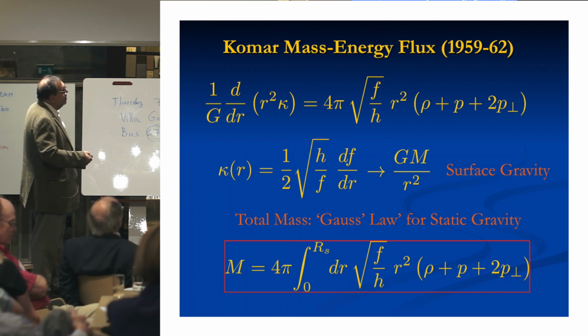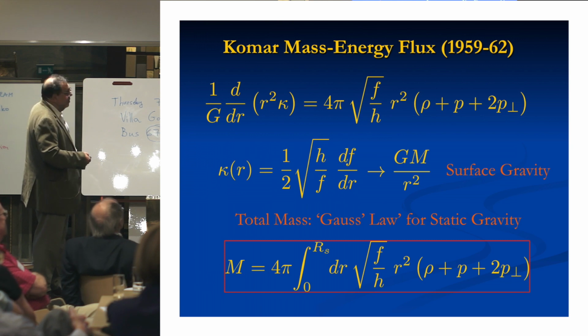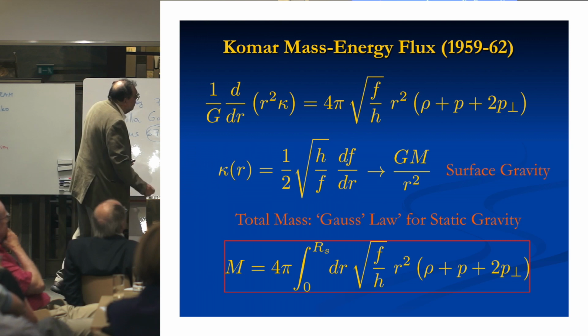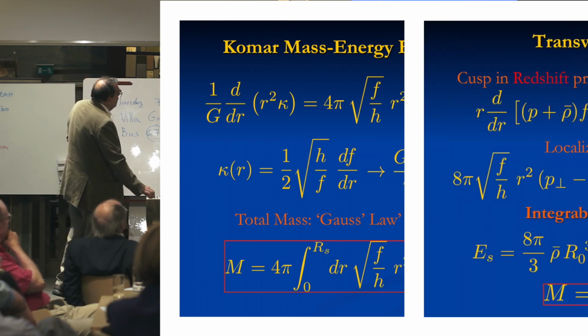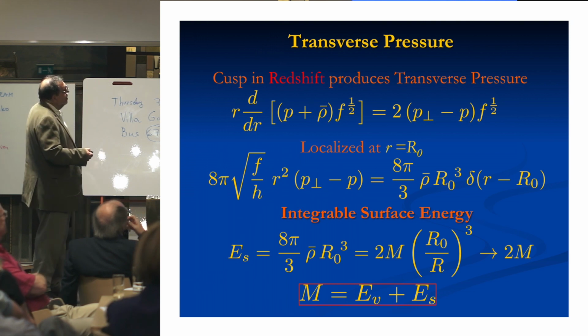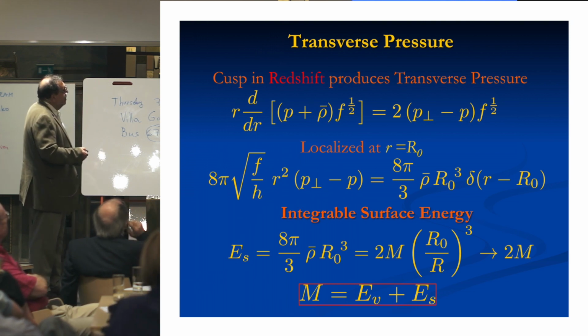And now what is important is, at the same point that the pressure is diverging, like 1 over the denominator linearly, the F, you remember, is going like d squared, so square root of F is going like d, so this cancels. So this is totally integrable. The Komar energy is integrable, even through this singularity. And what's going on there is that there's a discontinuity because of the cusp. There's a discontinuity in this quantity, which you can think of as generating a transverse pressure.